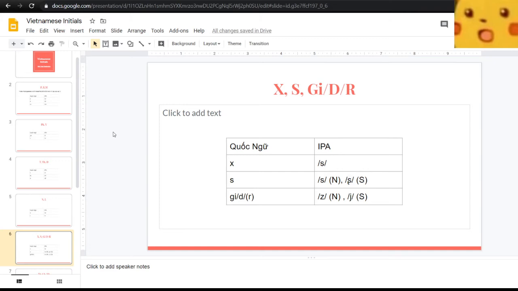Now, G, I, and D, it's best to think of these as one sound. In the north, it will be a Z sound, and in the south, it will be a Y sound. Now, some speakers may differentiate the two with a GI being a Z sound, Z, and a D being a Y sound, but that's very few speakers, and it may be limited to the context of them teaching you. And that's like pretty much it.